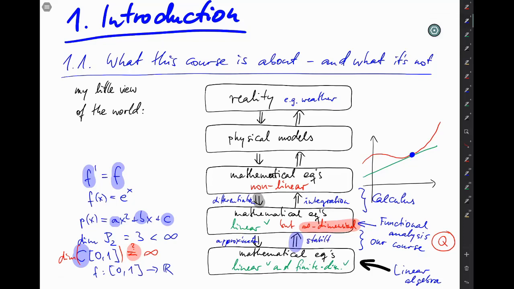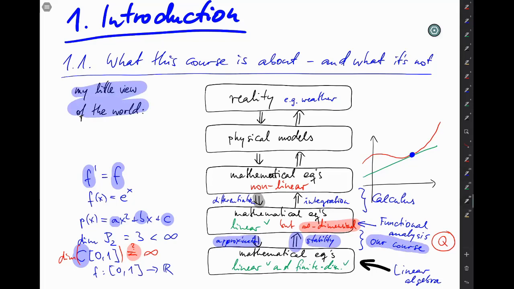I should be able to write this by now. Stability. Okay, and there we are. These are the two words in the headline of this course. So this is where our course is sitting in my little view of the world.